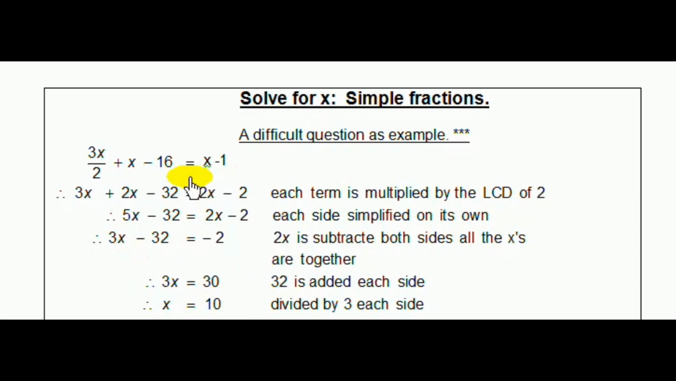So by simplifying that equation, in this case you have to multiply with a LCD. The method is still the same. Simplify, then get all your x's on the one side, and then solve your x.